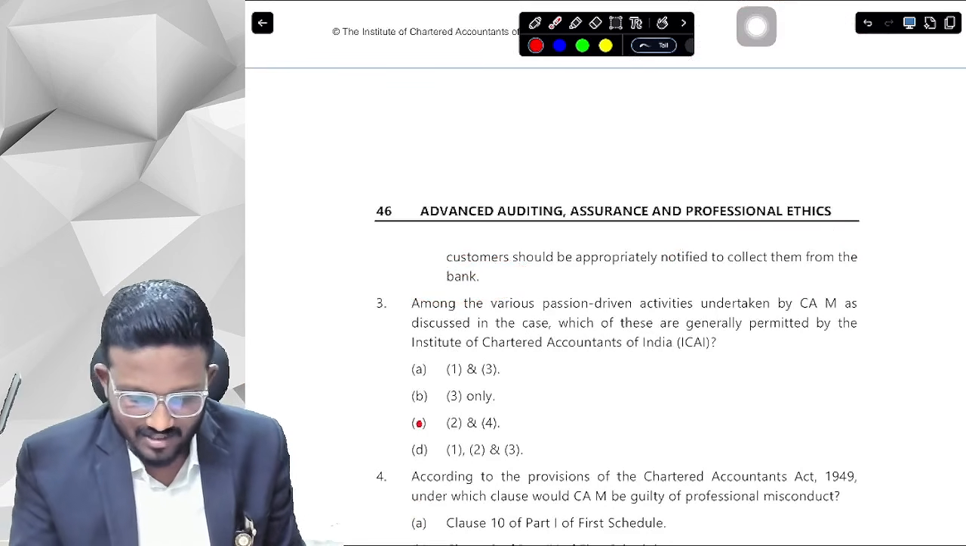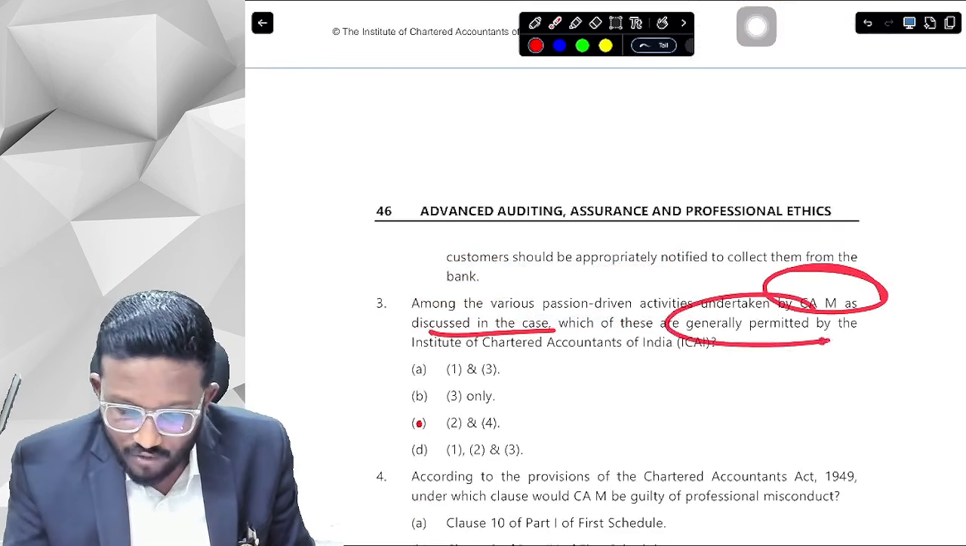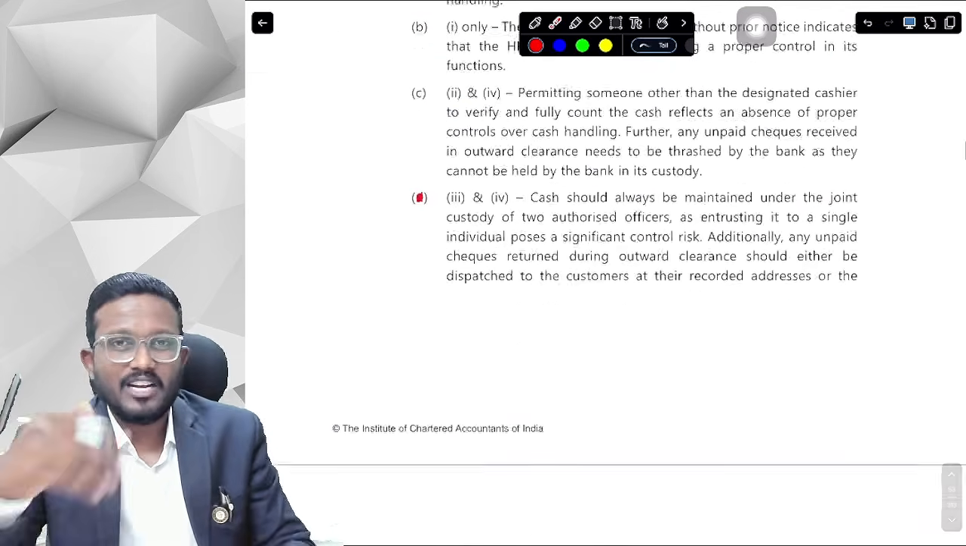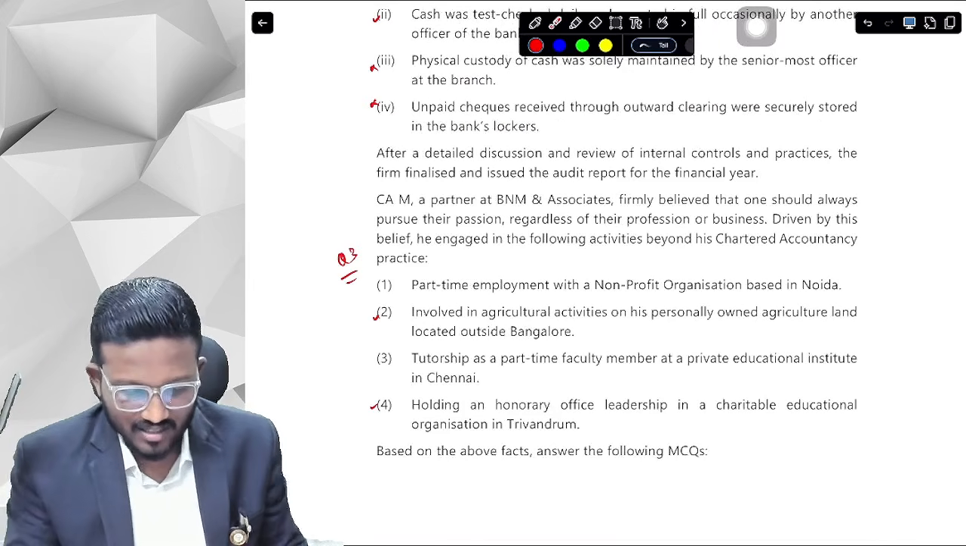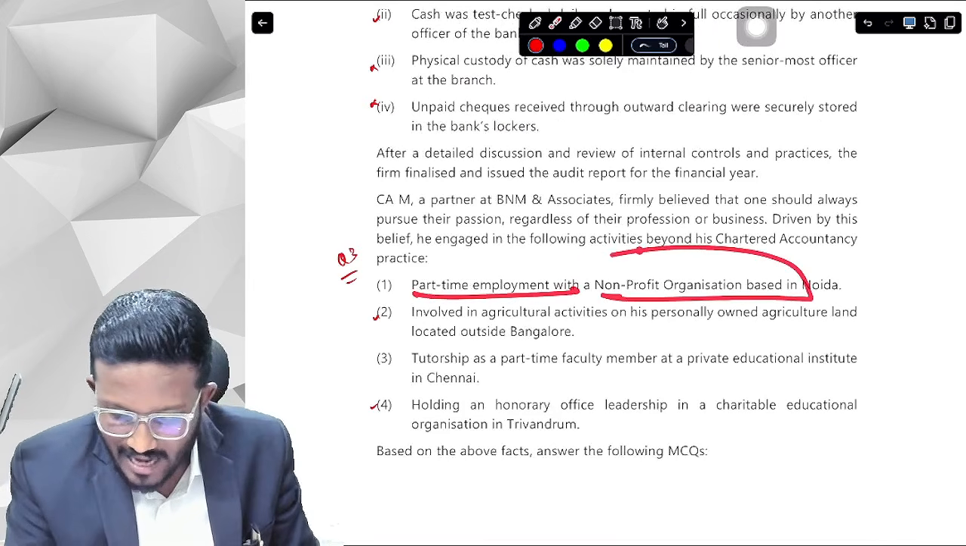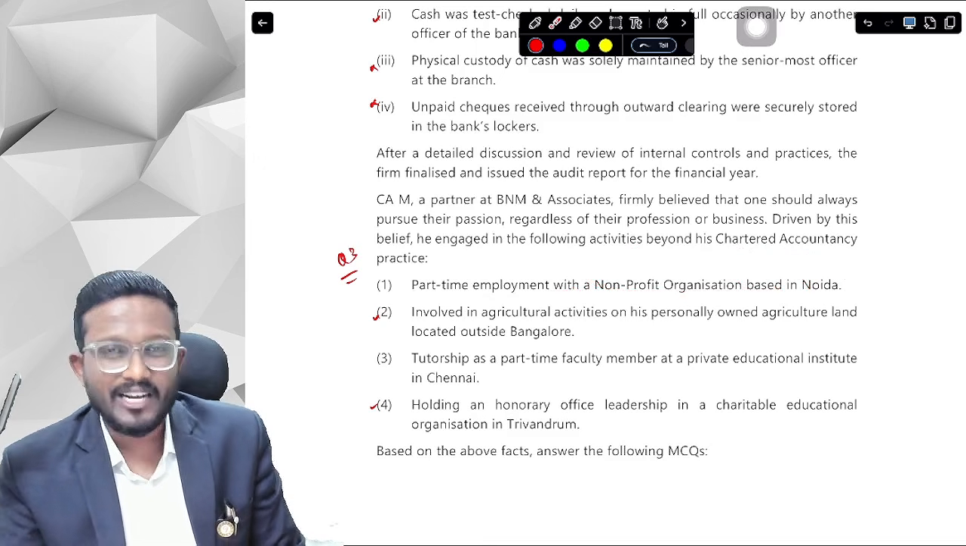Okay, yes sir. Next, among the various passion driven activities that CAM is taking, which of these are generally permitted by ICAI? We need to check which are generally permitted as per clause 11 part 1 of first schedule. Okay, yes sir. Here it is part-time employment with an NPO based in Noida. No, part-time employment is not generally permitted. You need to take a special permission.